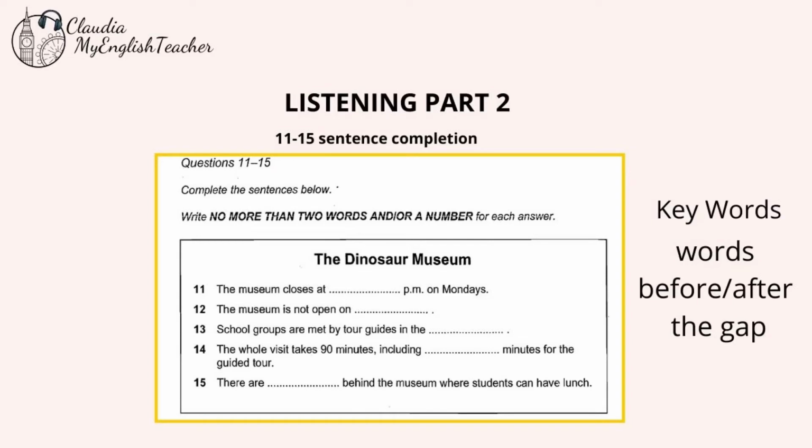And if you look at question 13, you've got school groups are met by tour guides in the. Now, the word that comes before the gap is the, which in grammar is an article. So you know that gap is going to be filled by a noun. And what kind of noun is it going to be? Well, if they say school groups are met by tour guides in the, it's going to be a place.